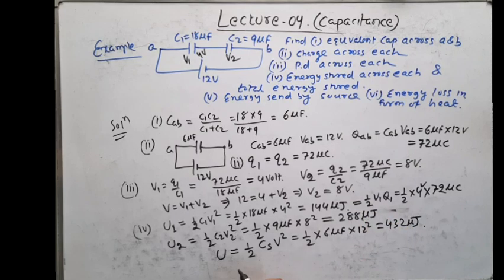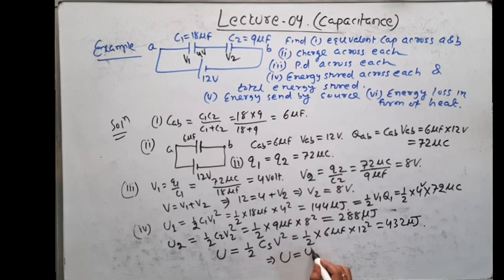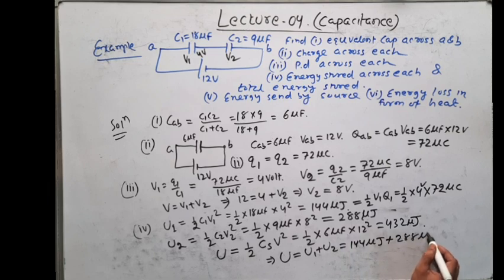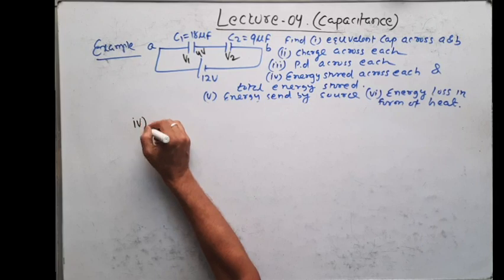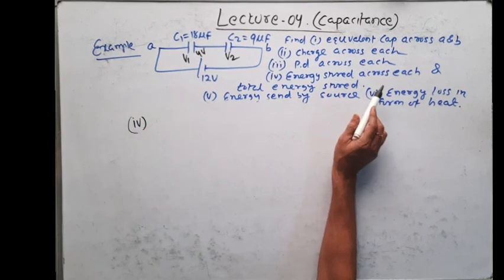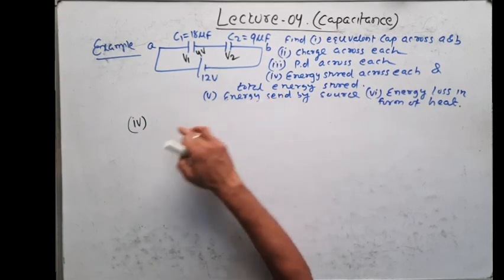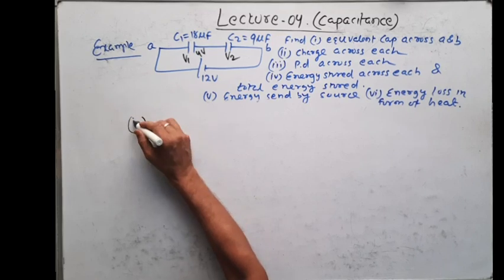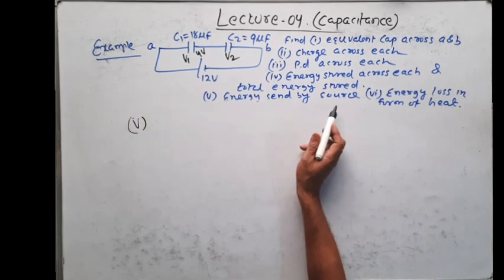Okay, now you compare. U is equal to U1 plus U2. What is U1? 144 microjoule. What is U2? 288 microjoule. If you add this, you will get 432 microjoule. Then the fourth part, energy stored across each and total energy stored, we have already got. Then the fifth part, energy sent by the source.